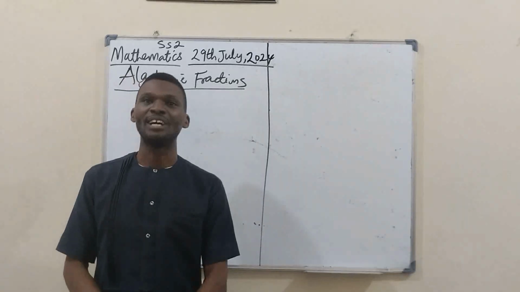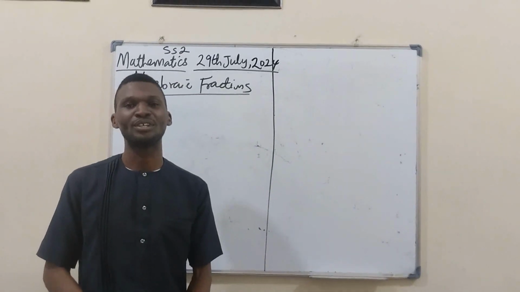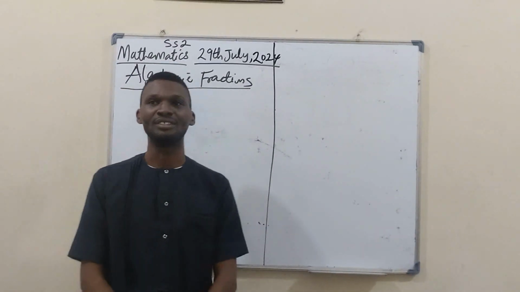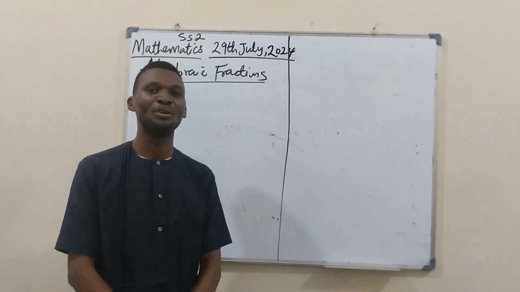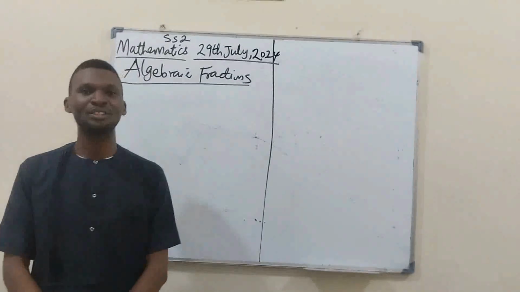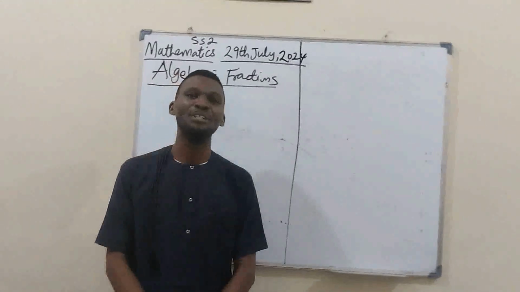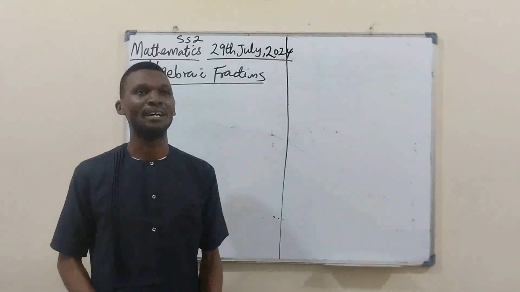Today we have a class for SS2 Mathematics, and we're looking at the topic of algebraic fractions. Right from your junior secondary, you have been taught algebraic terms and expressions. I believe you were taught that an algebraic term comprises whole numbers and letters merged together by multiplication.